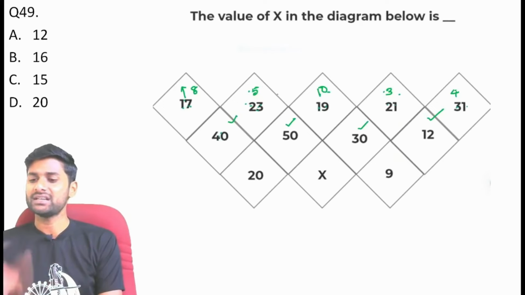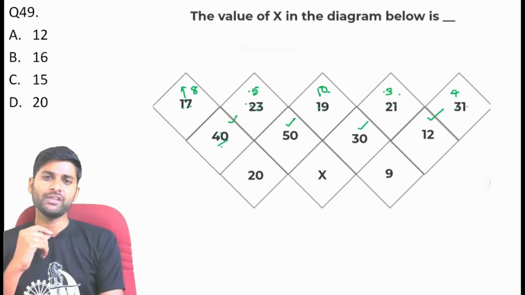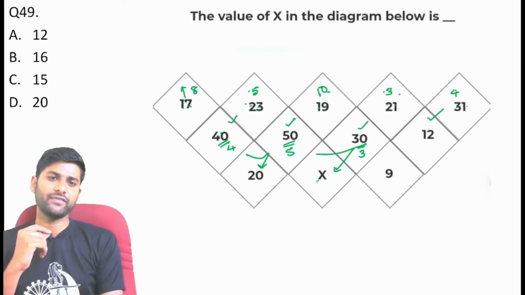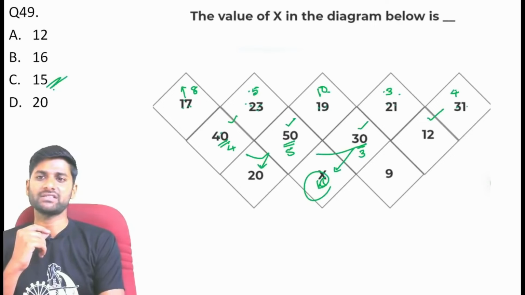Now you can see the number in terms of digits. Now again 4 plus 0 is equal to 4. 5 plus 0 is equal to 5. 4 fives are 20. Again 3 plus 0 is equal to 3. 5 threes are 15. So the perfect resultant is 15.